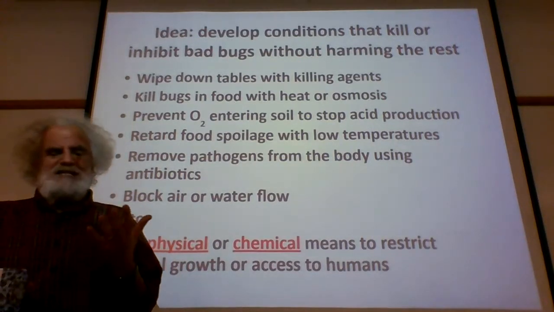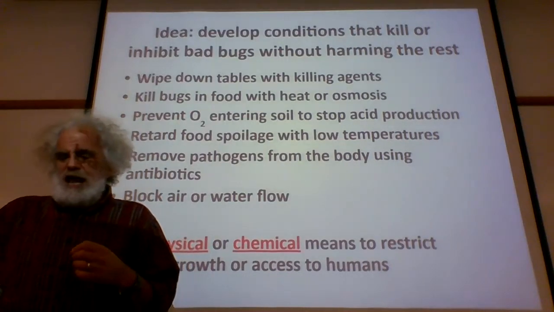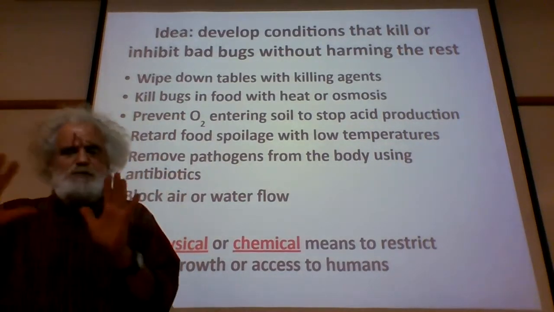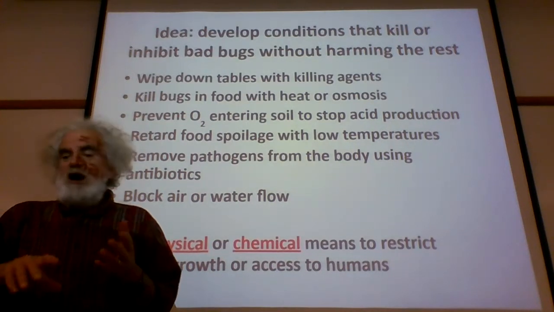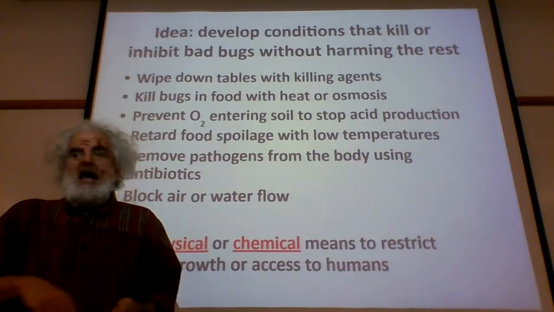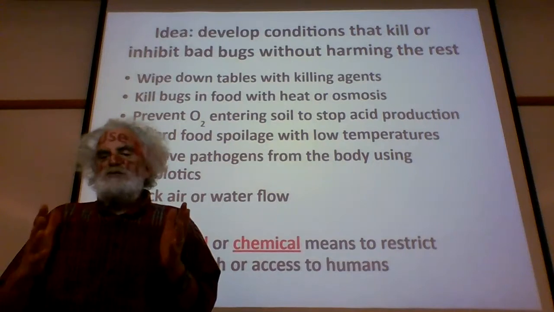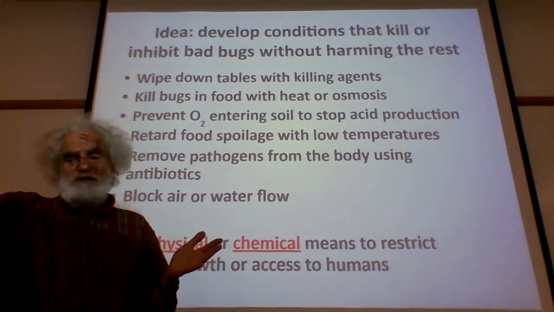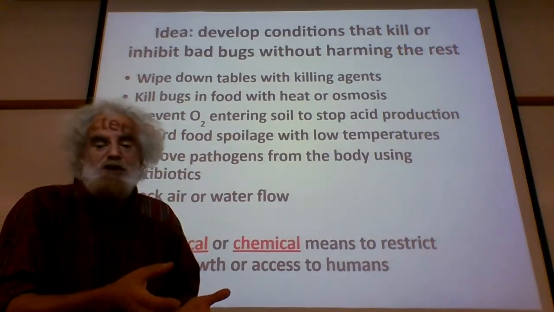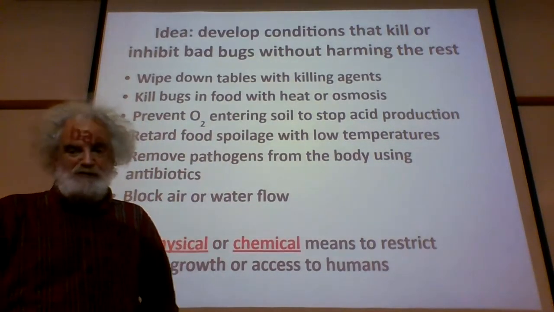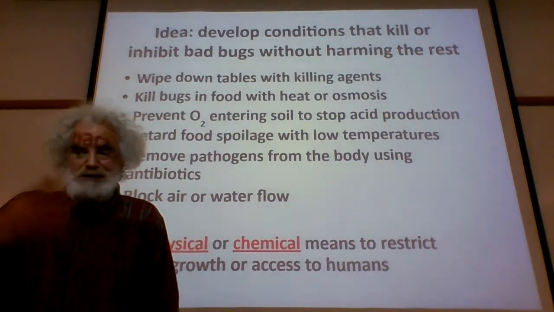So what we can do is think about some of the techniques that we use to kill bacteria. And we can break this down in a couple of different ways. We're going to kill or inhibit the growth of nasty bacteria, and we try to do this without harming the rest. And so some of the things that we do are going to be actually killing everybody, but other things we're doing are stopping anaerobic bacteria from growing by providing plenty of oxygen, or blocking oxygen in other cases.